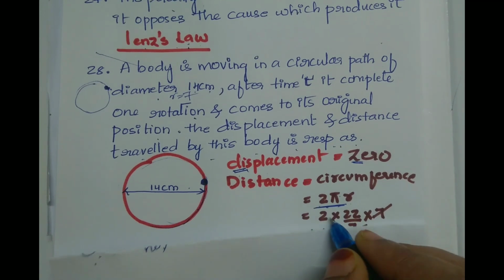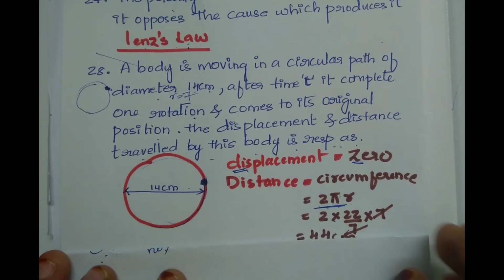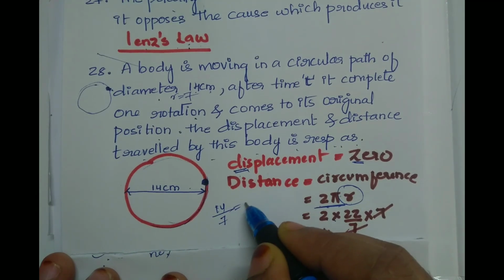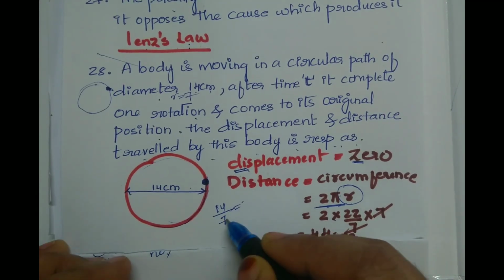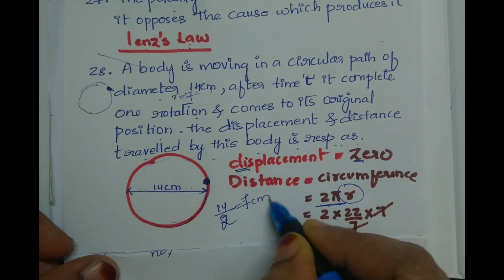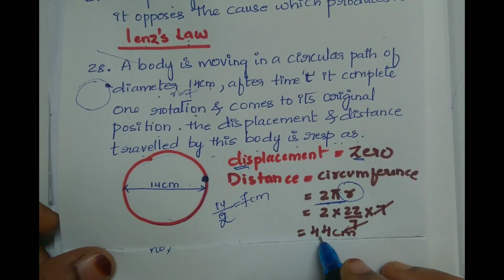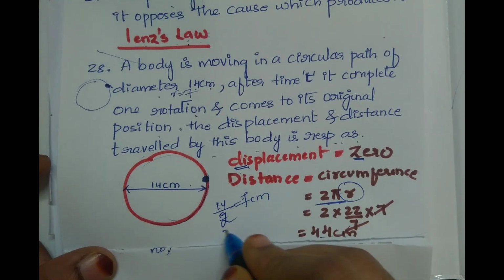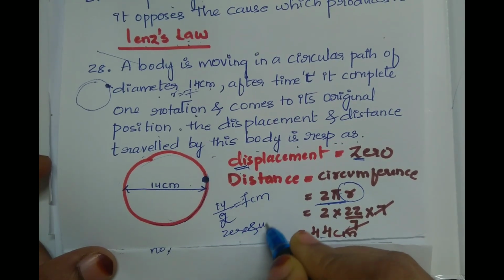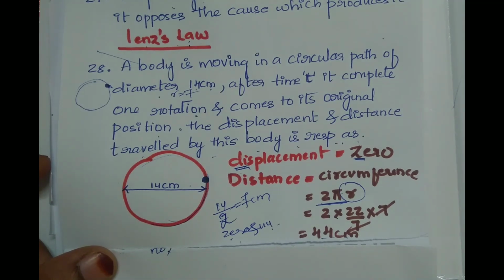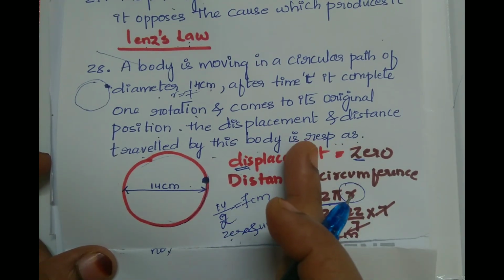2 pi is a constant, that is 2 into 22 by 7, and the radius is half of 14, that is 7 centimeter. So you can note it to be 44 centimeters. So the answer is 0 and 44. If you write 44 and 0, in the options they have also given 44 and 0. If you write 44 and 0, your answer will be wrong. Why? Because they have asked you respectively.